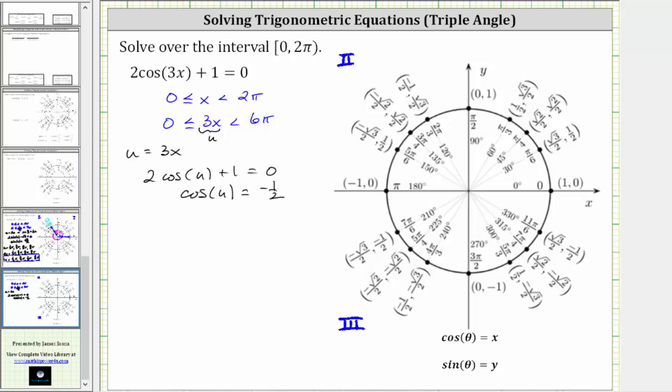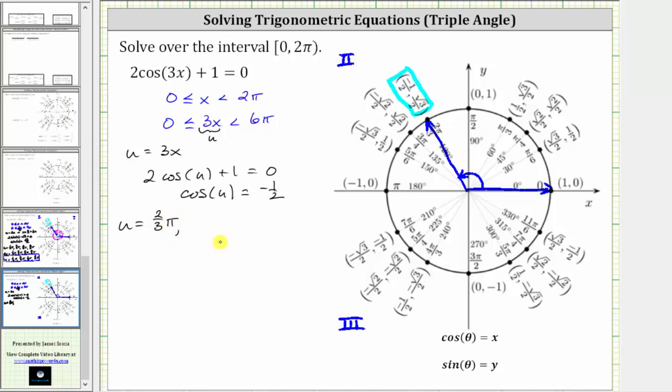Looking at the second quadrant, notice how at this point on the unit circle, the x-coordinate is negative 1/2, which means whenever the terminal side of an angle in standard position intersects the unit circle at this point, the cosine function value is negative 1/2. And we know the initial side is along the positive x-axis, so the first solution in terms of u is this angle here, which is 120 degrees or 2/3 pi radians. So let's go ahead and list u equals 2/3 pi radians.